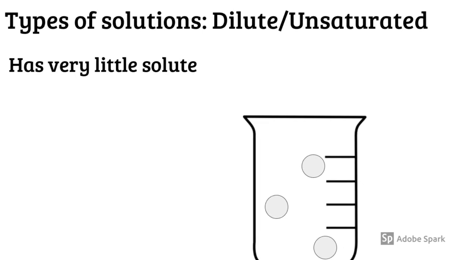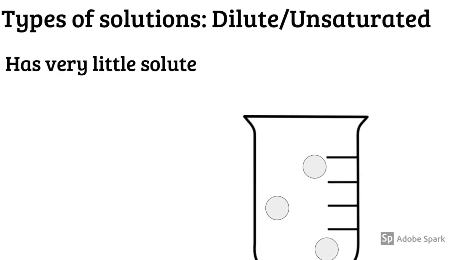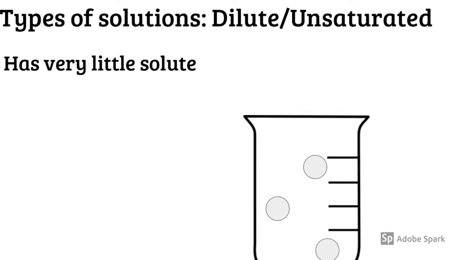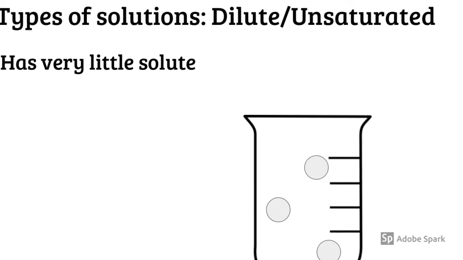We're talking about three types of solutions today. The first one has a couple of names. It's called dilute or unsaturated. It has very little solute, as we're indicating with the circles in the beaker, dissolved in solvent. Think of something like a watered down drink. There's very little solute left in lots and lots of water or solvent.